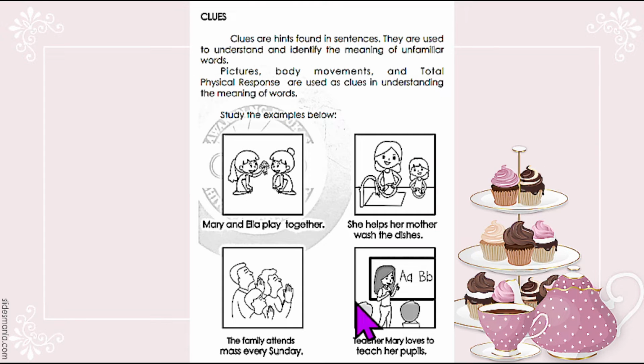Let us go to clues. Clues are hints found in the sentences. They are used to understand and identify the meaning of unfamiliar words. Pictures, body movements, and total physical response are used as clues in understanding the meaning of words. Here are the examples. Mary and Ella play together. She helps her mother wash the dishes. The family attends Mass every Sunday. Teacher Mary loves to teach her pupils.